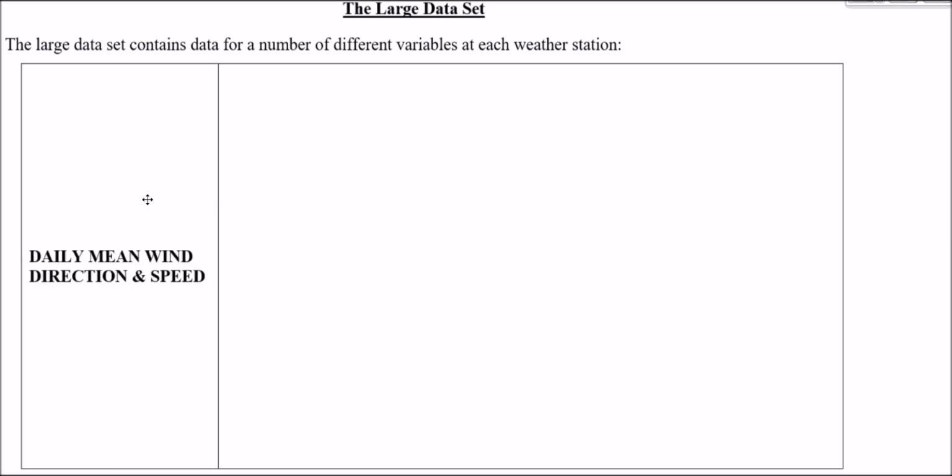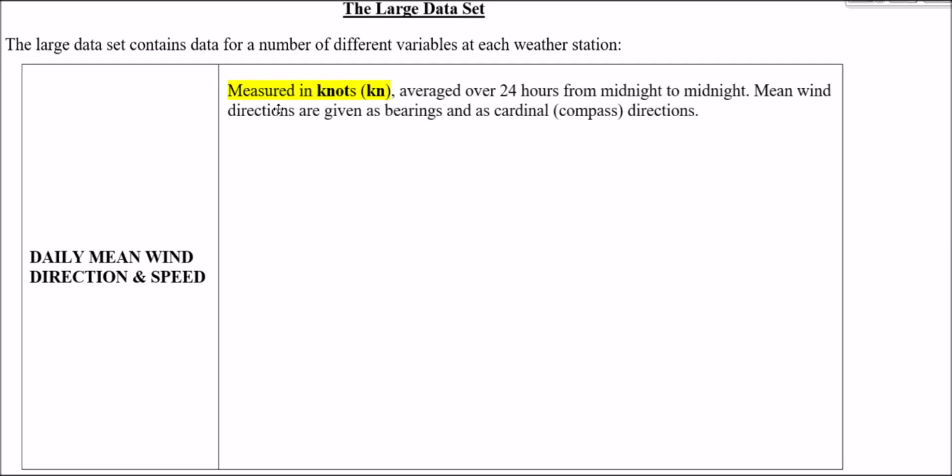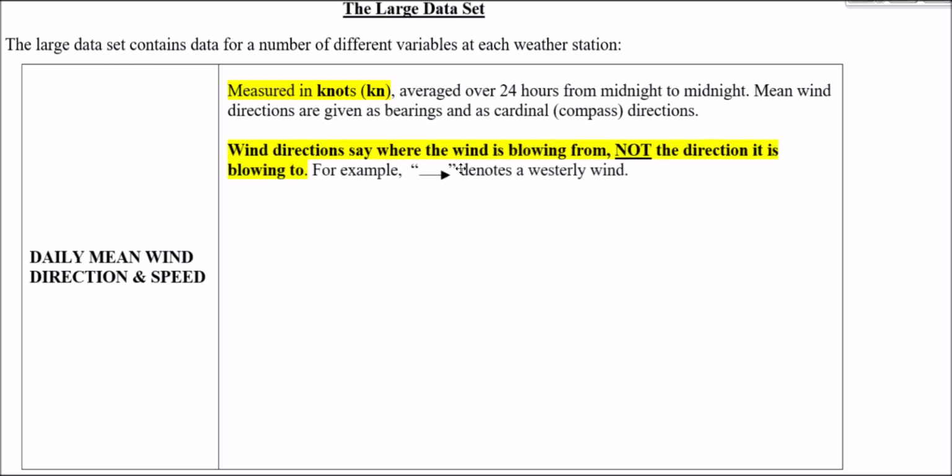A big one to consider is daily mean wind speed and direction. So, wind speed is measured in knots, averaged over 24 hours from midnight to midnight. Mean wind directions are given as bearings and as cardinal, which means compass directions. Wind directions say where the wind is blowing from. This is a really important point. It's where the wind is blowing from, not the direction it is blowing to.